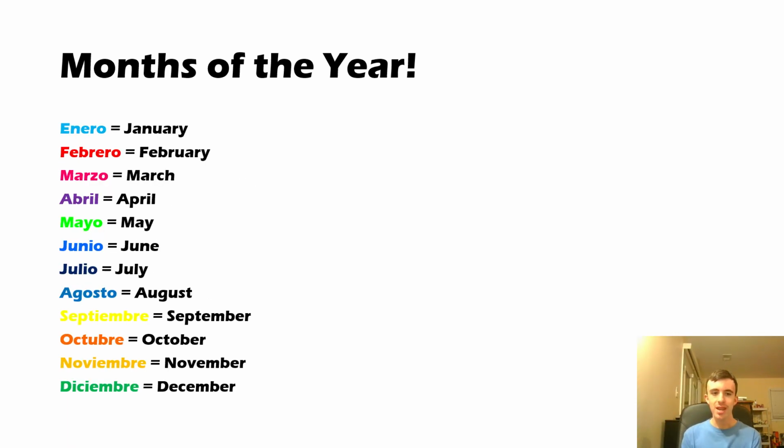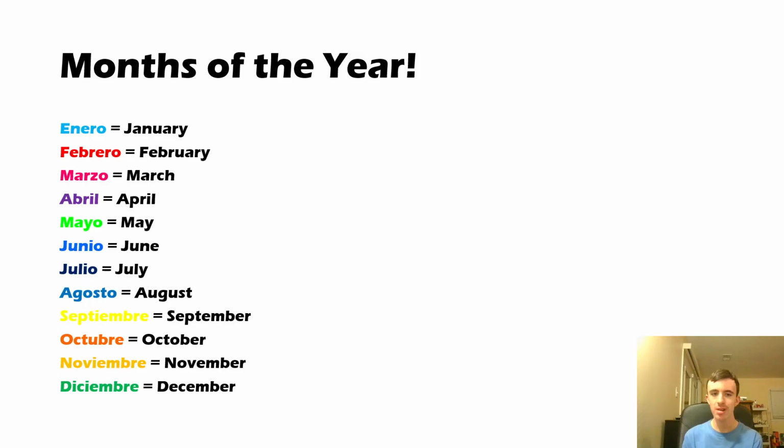Now let's look at the months of the year. It's really the only one you'll have to memorize out of here is enero. You can think of the N-E as standing for a new year, because that's basically what January is. Other than that, the other months are just a little different, but I'll read them to you just in case. So febrero is February, marzo is March, abril is April, mayo is May, like Cinco de Mayo, junio is June, julio is July, agosto is August, septiembre is September.